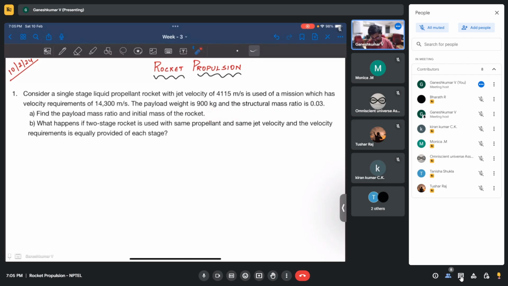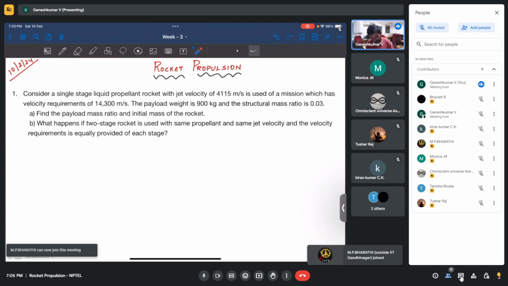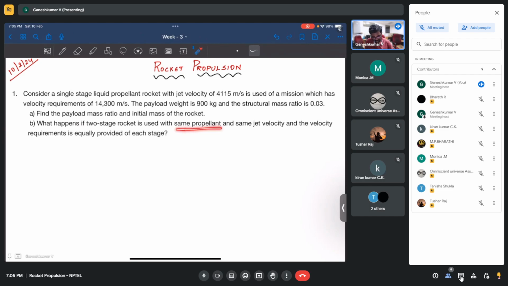And the next question was, what happens if a two-stage rocket is used? The first question is about a single stage. Now what if I use a two-stage rocket and use the same propellant, which means I will have the same jet velocity, and the velocity requirement is equally provided by each stage. So each stage will contribute half of the velocity requirement. If that is the case, what is going to be my payload mass ratio and initial mass of the rocket? How different it is going to be is what we are going to see.